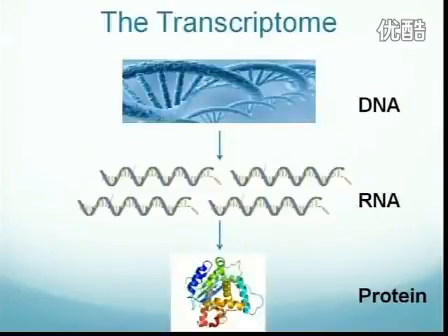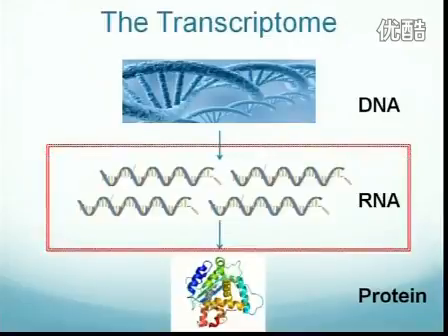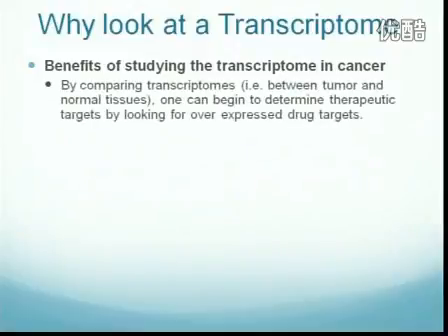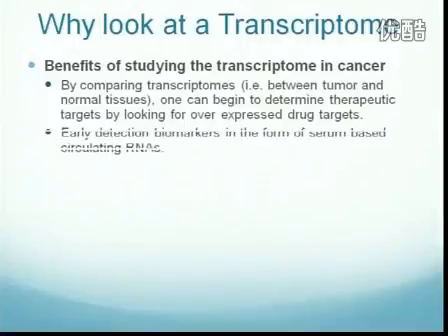So I would argue then, especially if you're money limited, the best bang for your buck in order to get the best idea of what's going on in the cancer cells is to study the RNA, or the transcriptome, which is the set of all RNA messages in the cell. And there are some benefits to looking at the transcriptome in cancer. One is by comparing transcriptomes. Let's say you compare the transcriptome between a tumor and normal. One can begin to determine therapeutic targets by looking for overexpressed drug targets.